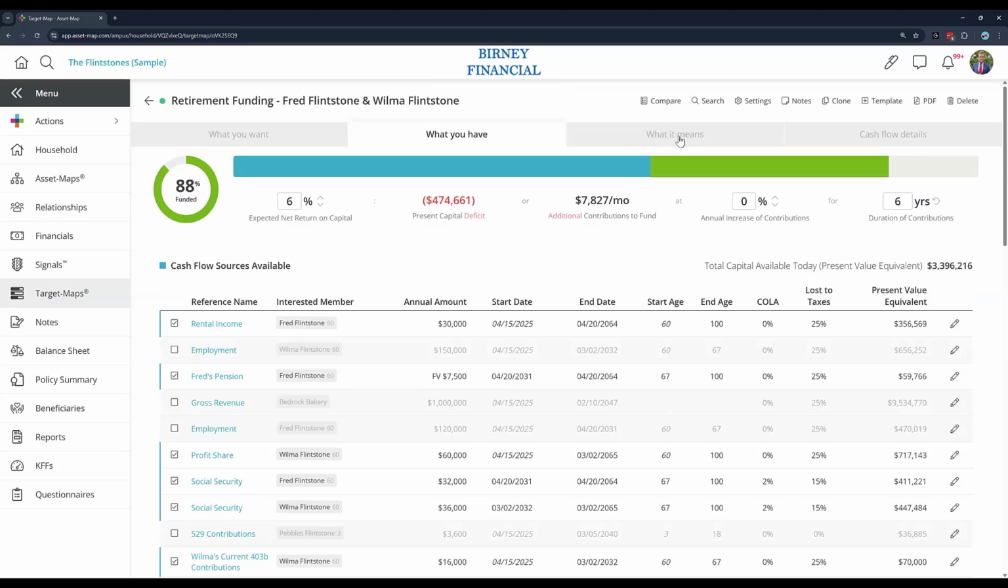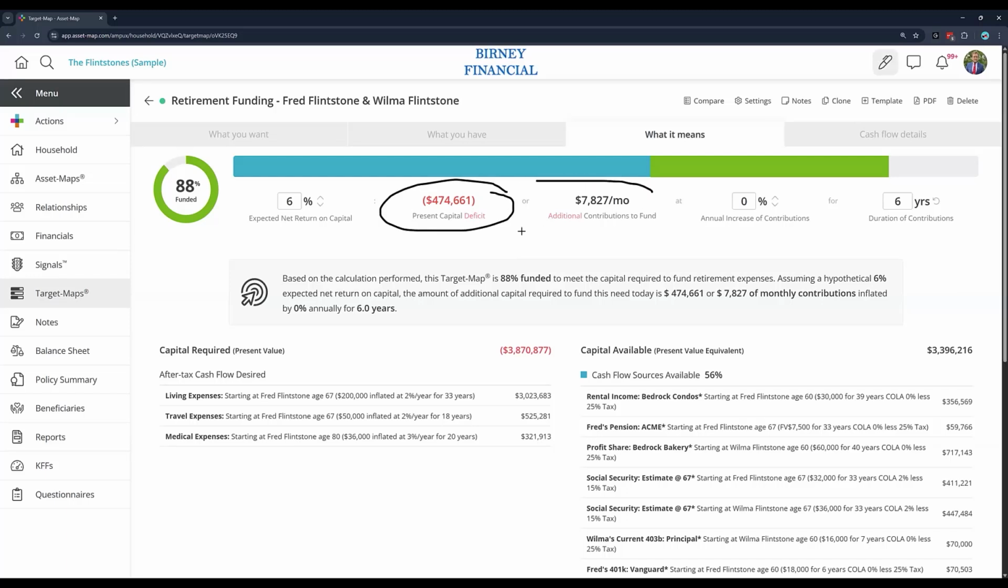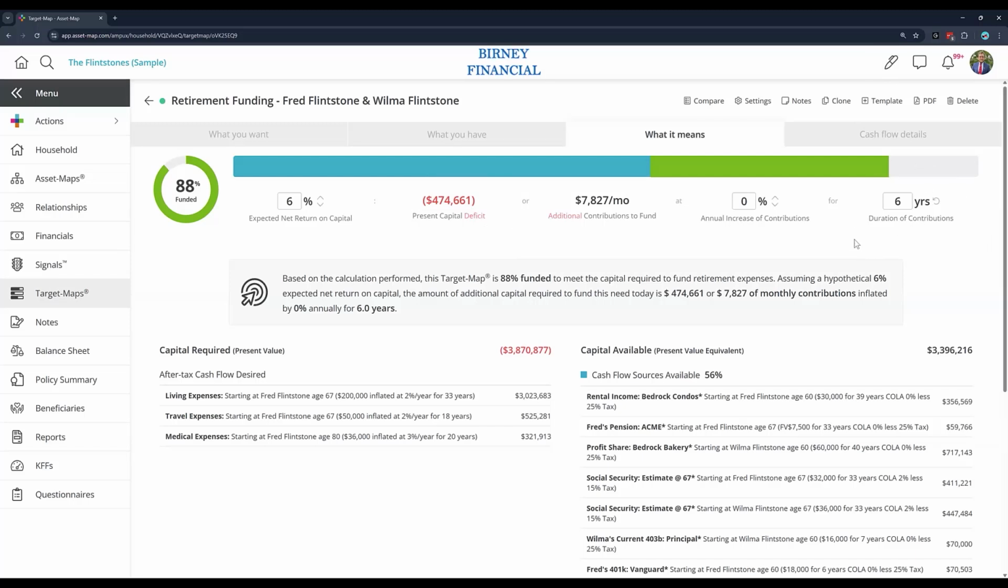Now, what does this mean? Well, to meet these goals we said were important, we need 3.87. We currently have about 3.4. My deficit, therefore, is just a little short of being $500,000. Now, again, is this client going to write me a check right now for $500,000? No, probably not. Are they going to kick in $7,800 a month for the next 6 years? No, probably not. But it gives me a place to start the conversation from.